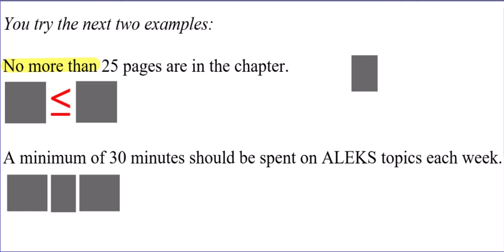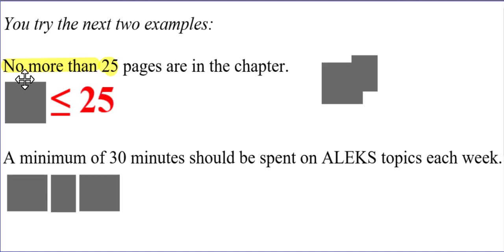Notice where the 25 is. It is to the right of the words no more than, therefore it should be to the right of the less than or equal to symbol. What variable makes sense to use? How about P, since we were talking about pages that were in the chapter?